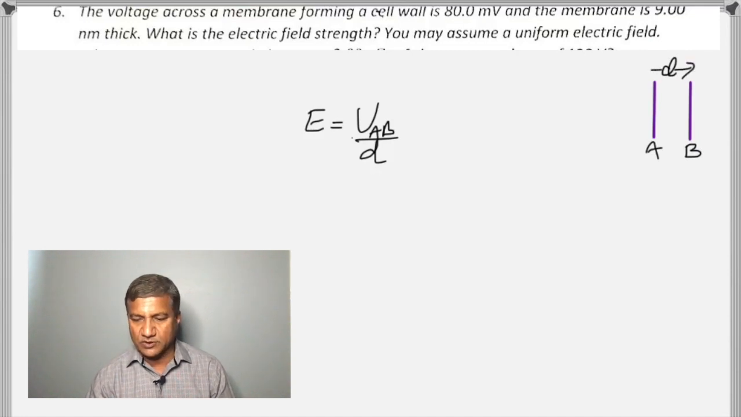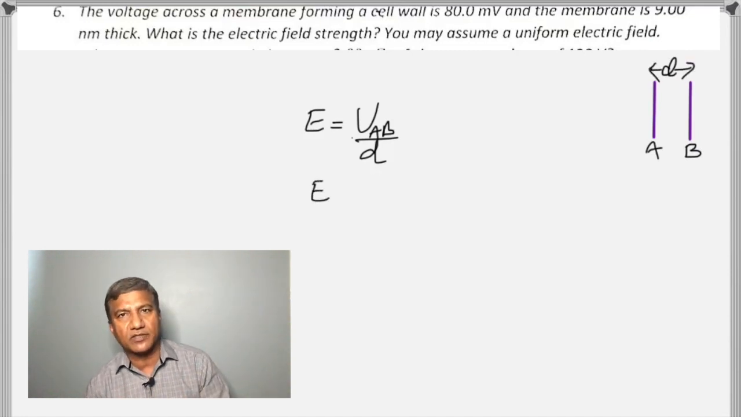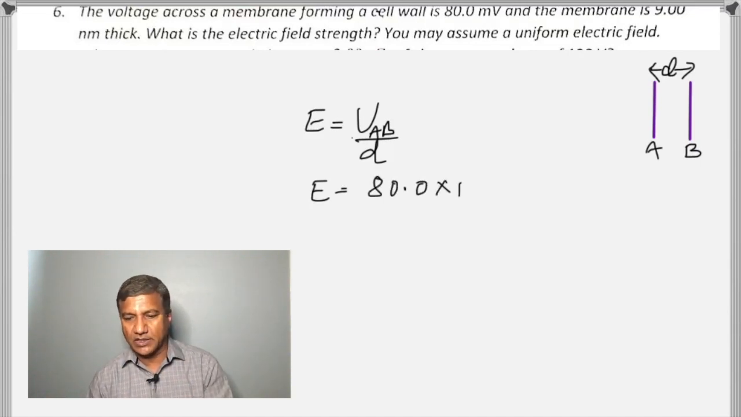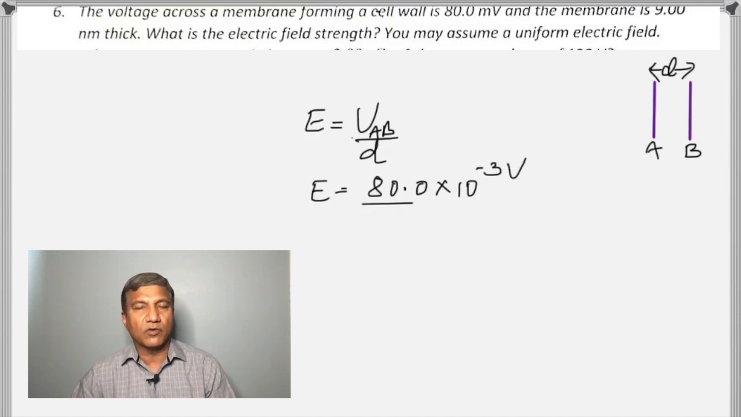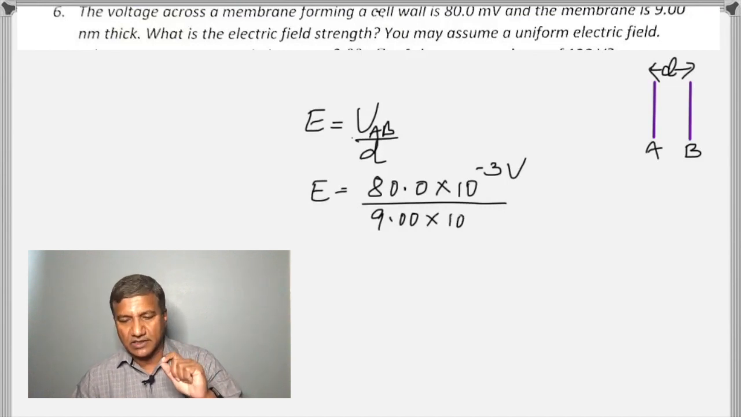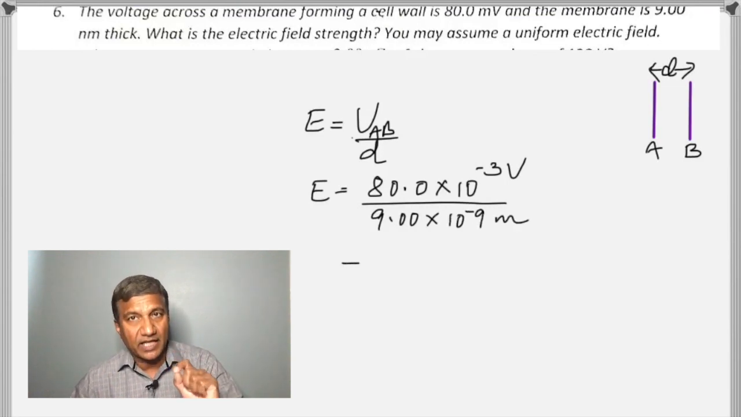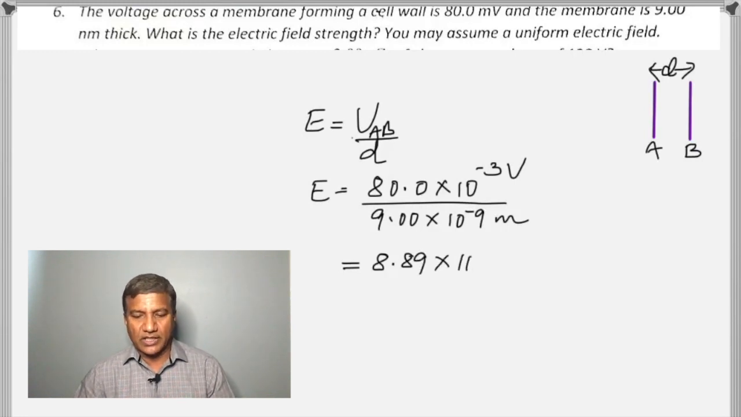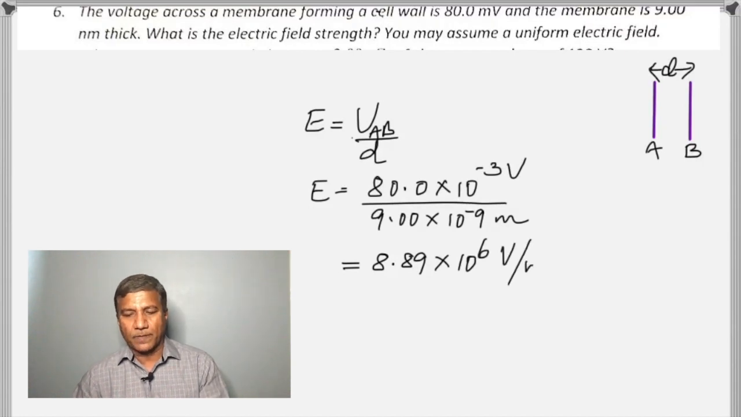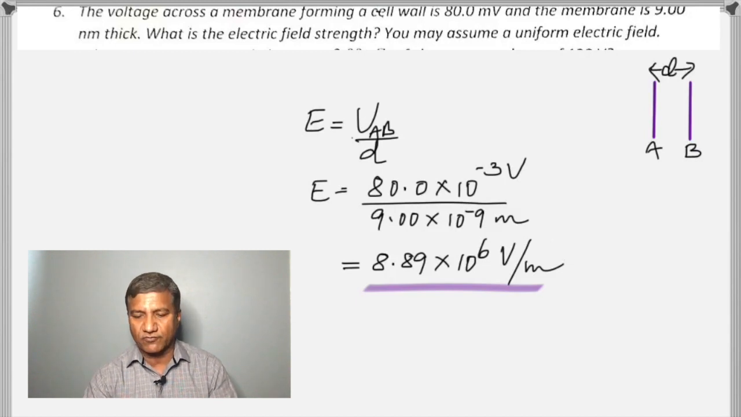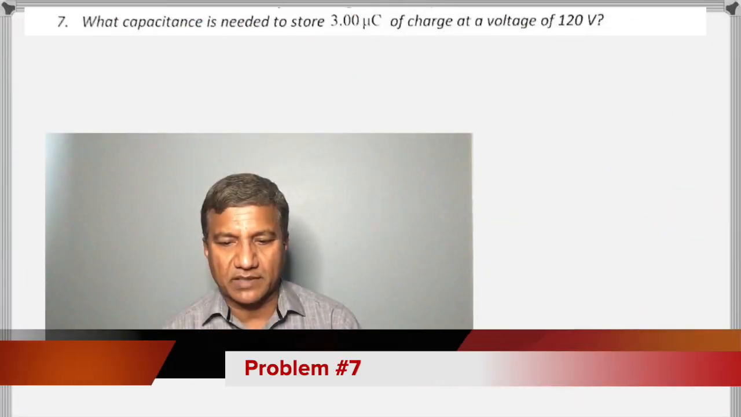So the voltage between the 2 plates A and B is given. That's between the 2 cell walls, the opposite cell walls, as 80 millivolt, which is 80 times 10 to the negative 3. The distance is in nanometers, 9 nanometers, and that is 9 times 10 to the negative 9. And then when you do the calculations, you get 8.89 times 10 to the 6 volt per meter. Look at the unit. It's volt divided by meter. So it's volt per meter. That's how we work with a capacitance.